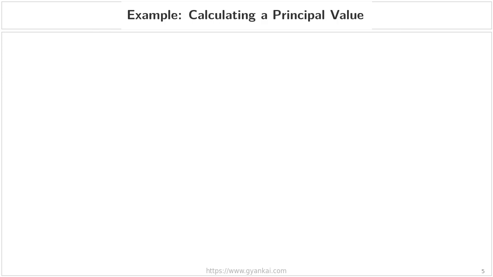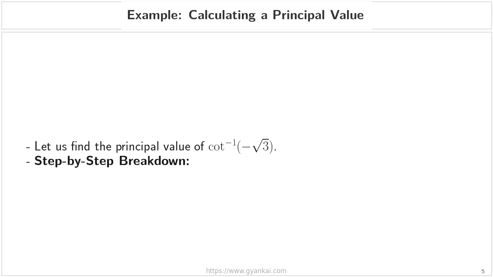Example: calculating a principal value. Now that we have established the definition and the principal value branch of the inverse cotangent function, let us apply this knowledge to a practical example. We will find the principal value of the inverse cotangent of negative square root of 3. To solve this, we will follow a systematic 4-step breakdown.